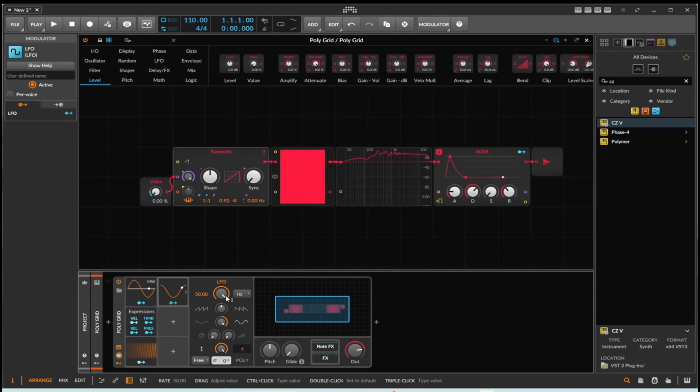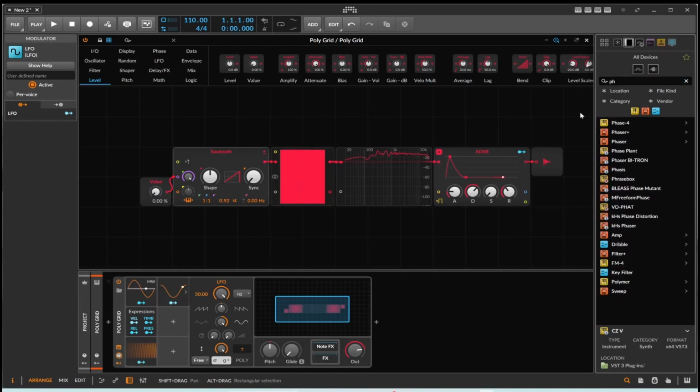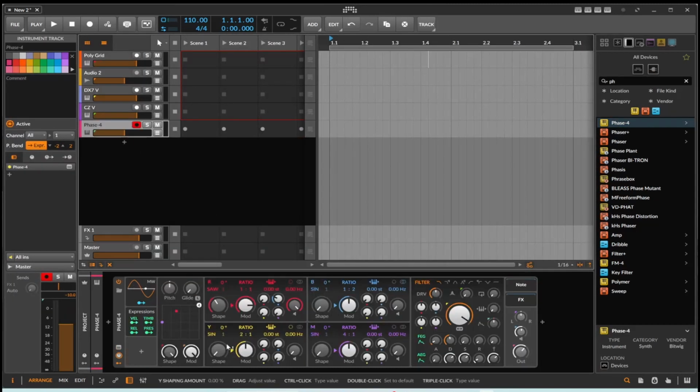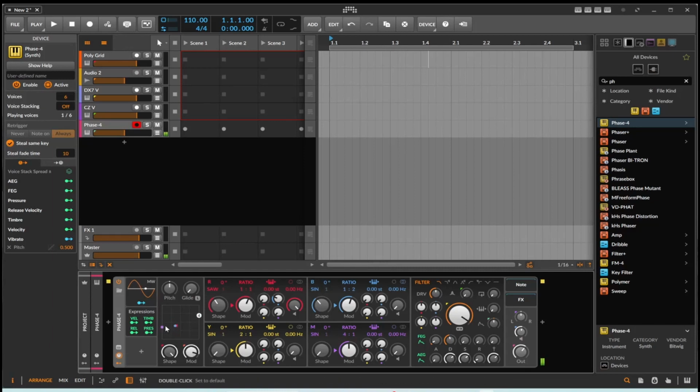There are other ways of doing this. Of course, you have the Phase 4 from Bitwig. That one also does phase modulation. And in fact, you can modulate the other things in here to do the phase stuff, and then you also use the modulators. So you're doing modulation over modulation, and then you can get that nice organ sound.